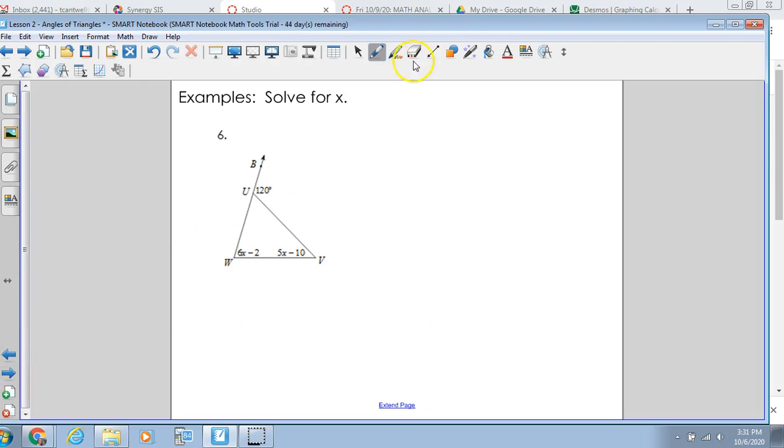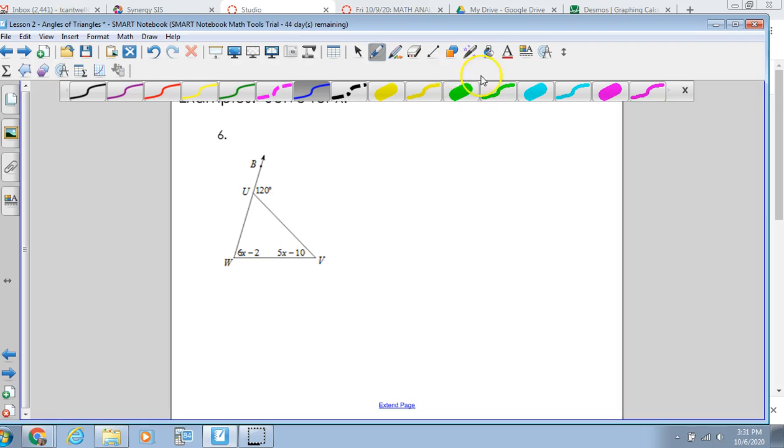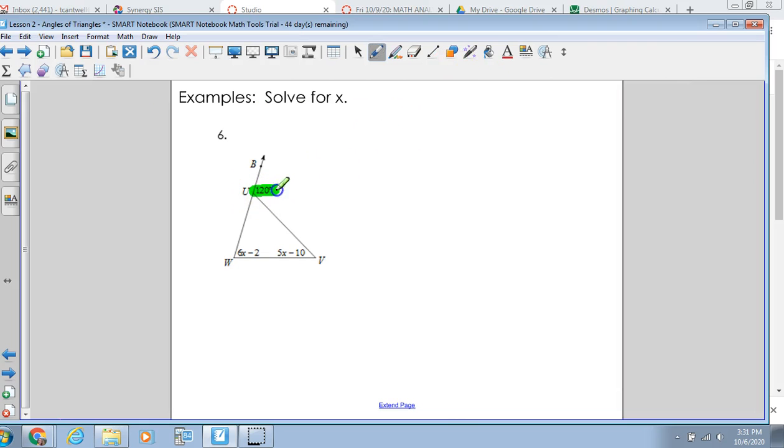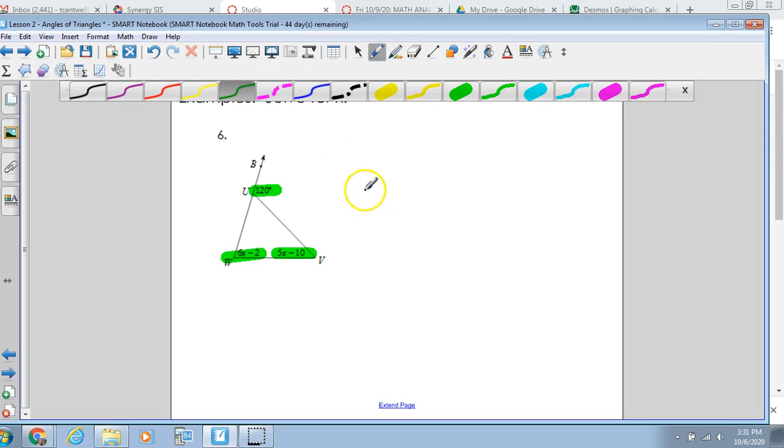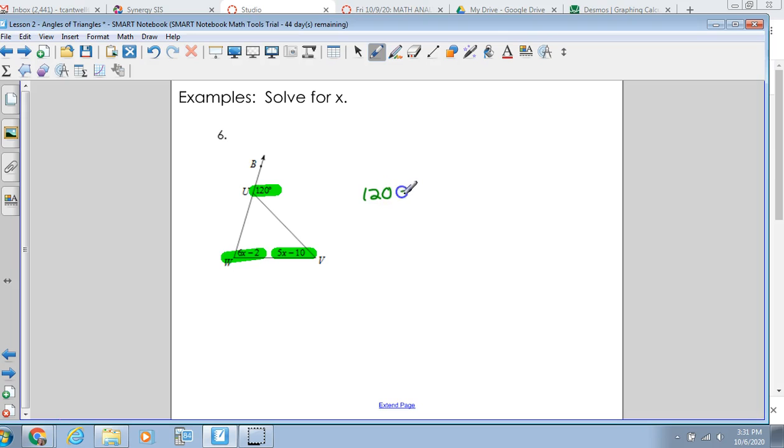For our next problem, we've got another exterior angle equal to the sum of the two remote interior angles. So the exterior angle, 120, equals the sum of the two remote interior angles, 6x minus 2 plus 5x minus 10. Just for fun, let's go ahead and do the algebra on this one.